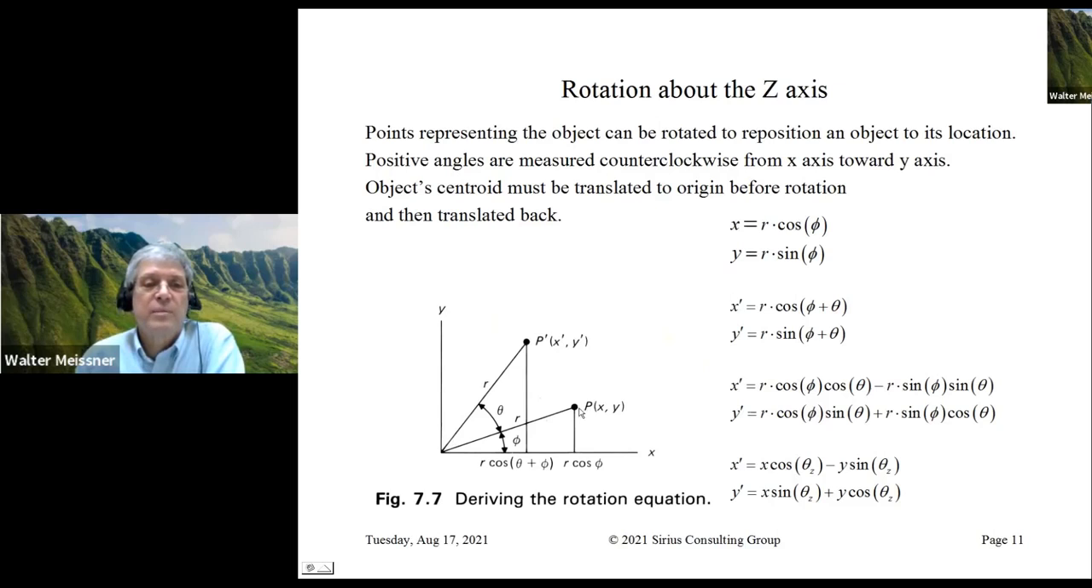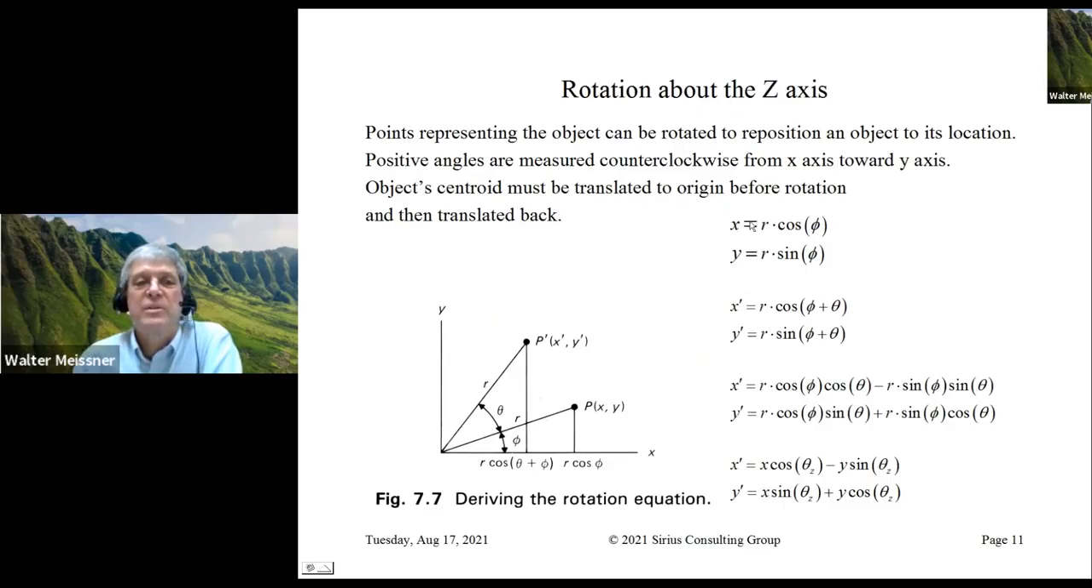So here's a point P. It's being rotated about the point 0,0, and here's P prime where it's going to wind up. Its original angle is angle phi, and it's going to move an additional angle theta. Taking the adjacent distance gives you r cosine phi and the opposite gives you r sine phi, and these are the equations that you start out with.